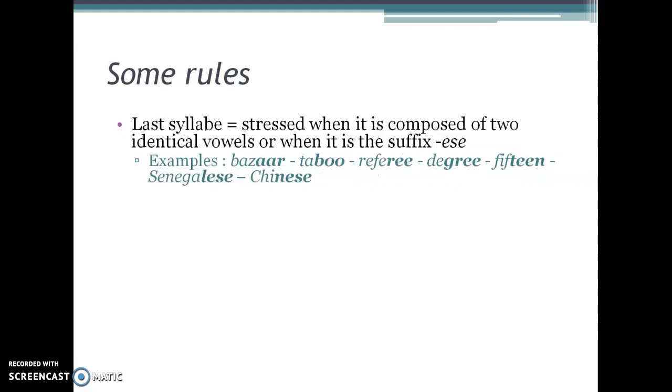Next, the last syllable is stressed when it is composed of two identical vowels or when it is the suffix ese. Two identical vowels: a, u, o, e. Bazaar, taboo, referee, degree, and when you've got ese: Senegalese, Chinese.